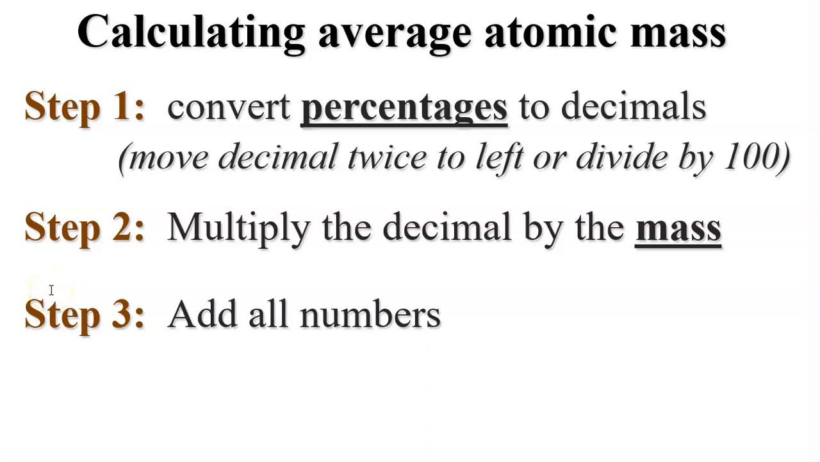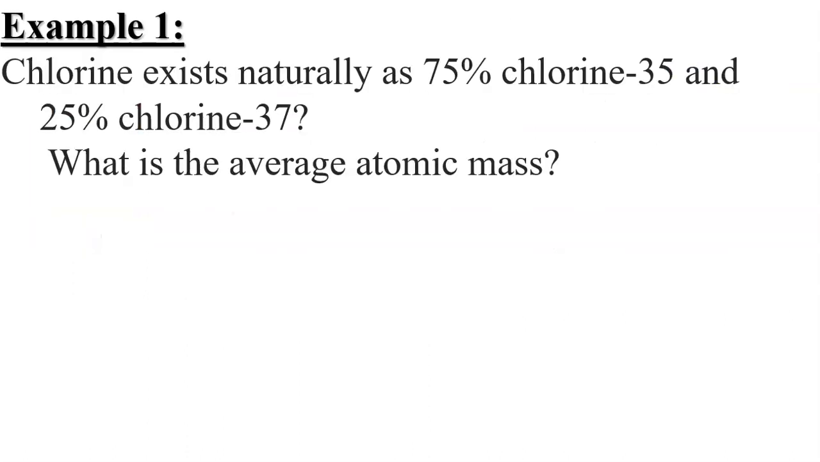First, we would convert the percentages to decimals. So if you have 10%, then that would be 0.1 because you move your decimal over 2 times or you divide it by 100. Then you multiply the decimal by the mass, and then you add all the numbers. So let's do an example.